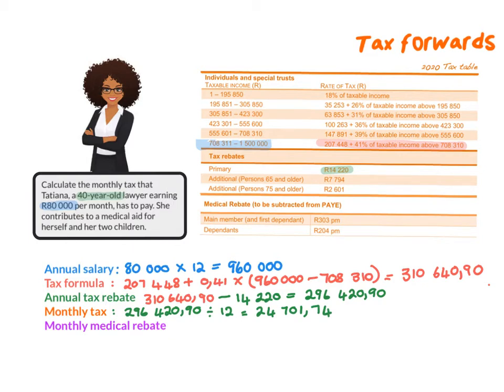Now she contributes towards a medical aid for herself and 2 children. That means 303, as well as the first dependent, so there's 2 of them over here, 2 303s, as well as another 204 Rand. So in my next step, I will need to take that 24,701 Rand and 74 cents, and I will need to take away 303 Rand for herself, 303 Rand for her first dependent, and 204 Rand for her second dependent. So remember, once again, this is a medical rebate, so this is money that she gets back, and therefore it makes her tax less. And that means her monthly tax contribution is 23,891 Rand and 74 cents.